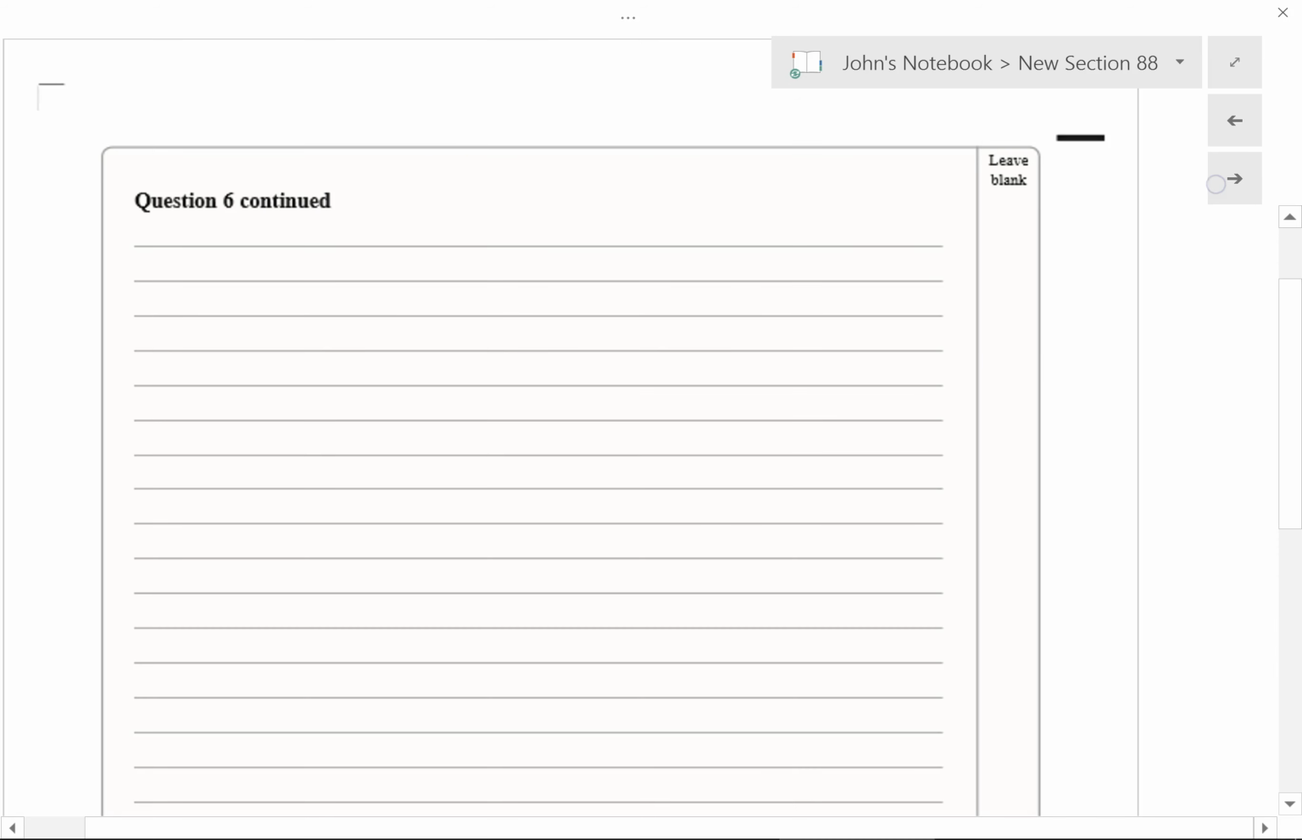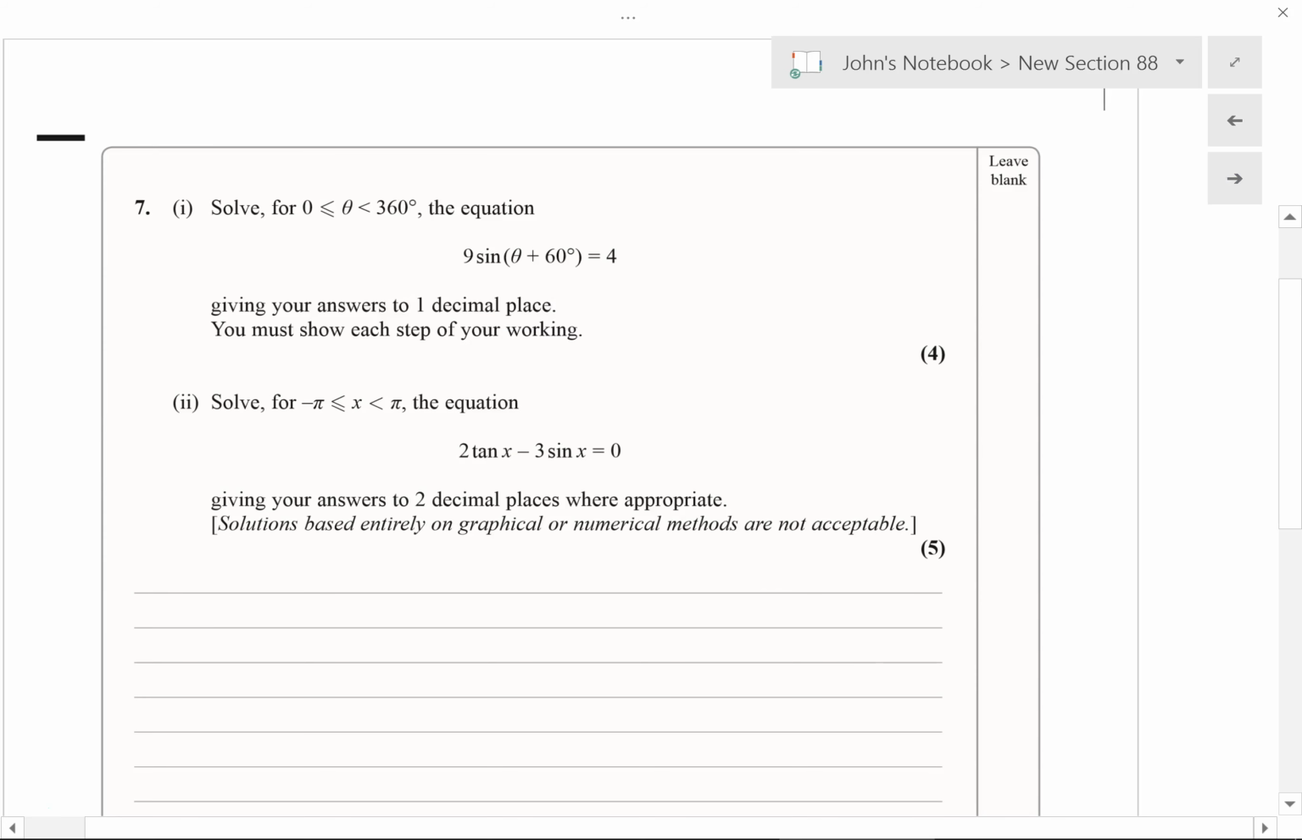Anyway, let's scroll through the pages again for question 7. Quite a few pages. There's another one. Okay, here we go. We've got a trig equation now. Right. Now, question 7.1. We've got 9 sine of theta plus 60 equals 4. We need to isolate to get it in the form sine of something equals k. So that's basically sine of theta plus 60 equals 4 over 9.